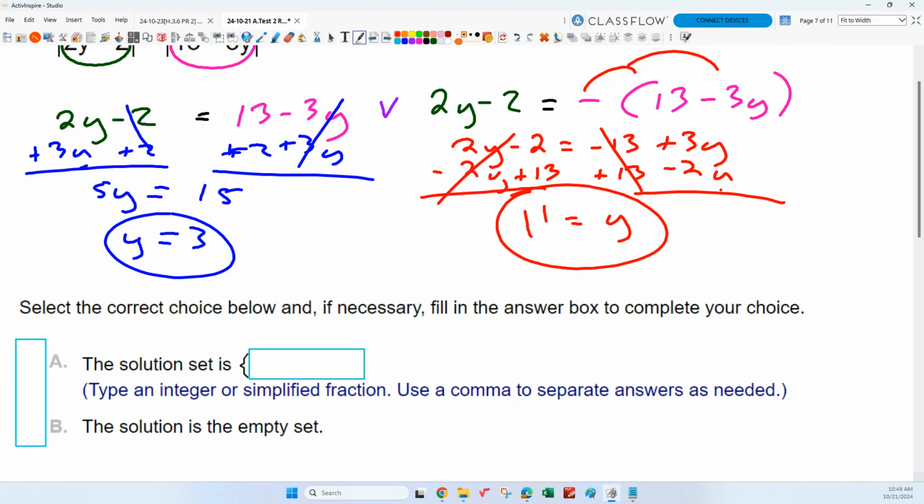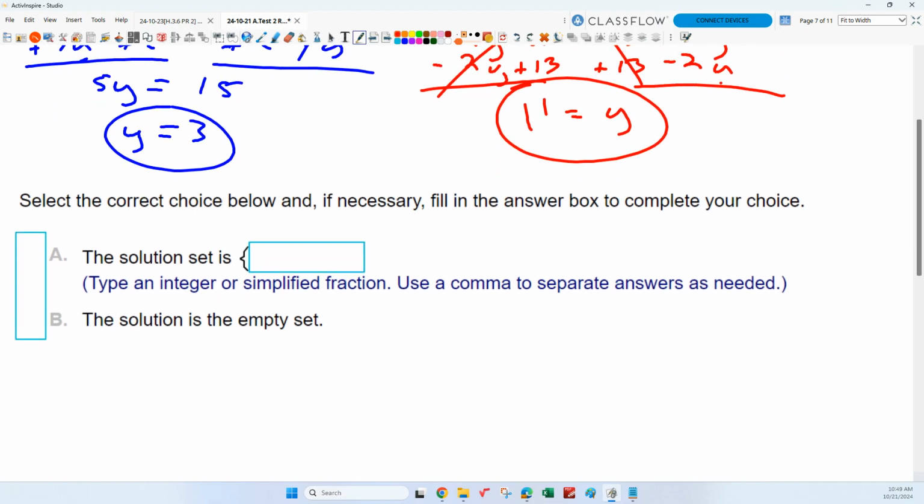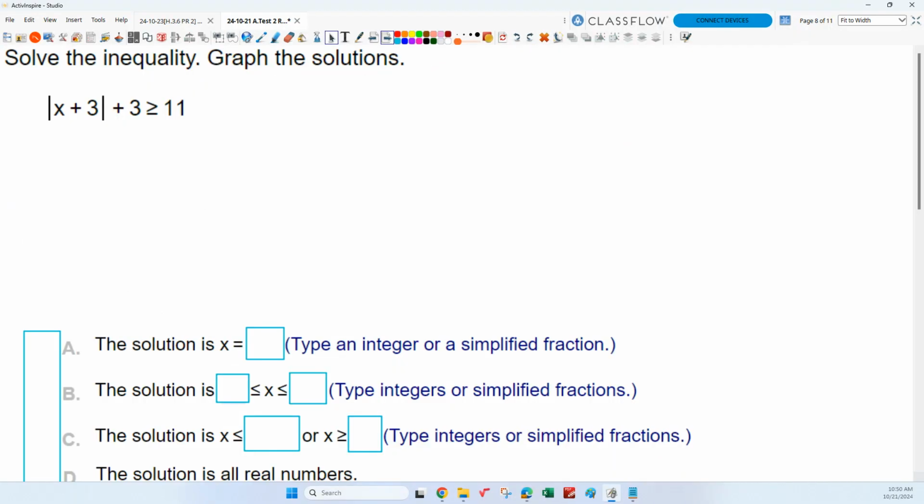We got two solutions. Okay, so again, we're choosing A. We do get answers. And our answers are 3 and 11. Okay? Thumbs. Oh, man, you guys getting tired of putting your thumbs up? That's good. That's good.